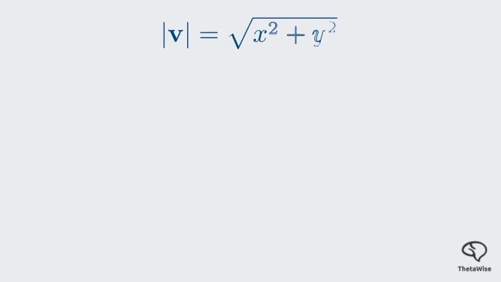Keep this formula in your toolkit. The magnitude of vector v equals the square root of x squared plus y squared. It is essential for more advanced vector topics like unit vectors and velocity.